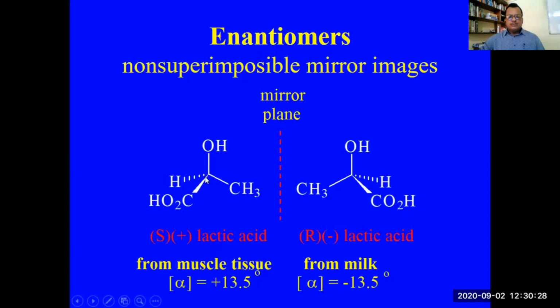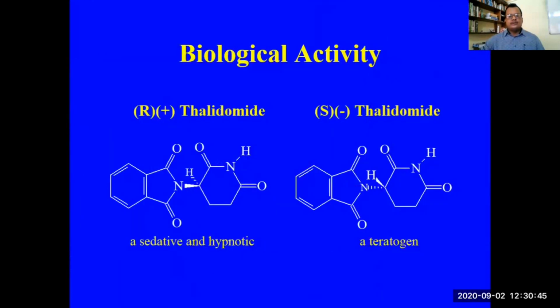So here you see both of them, their specific rotation is the same. The only difference is that one is plus, which means it is rotating plane polarized light to the right. The other one is rotating plane polarized light to the left. I think this is clear to you. So these enantiomers have different biological activity.